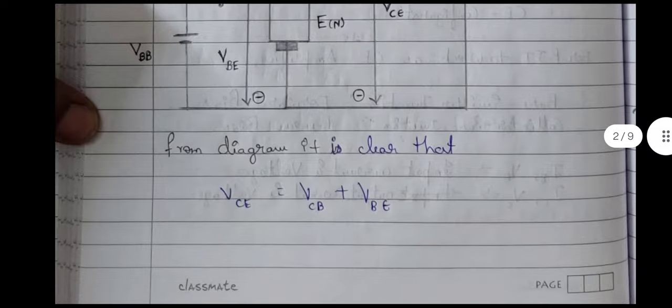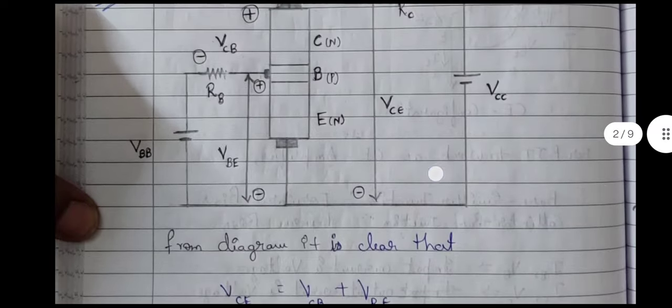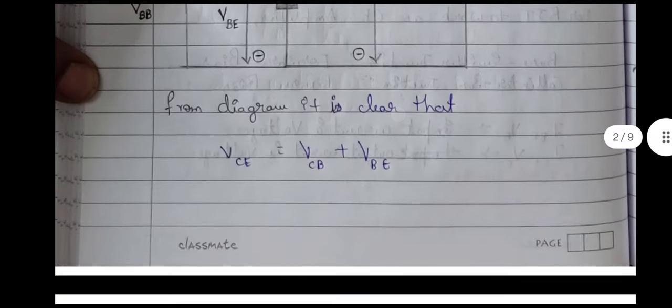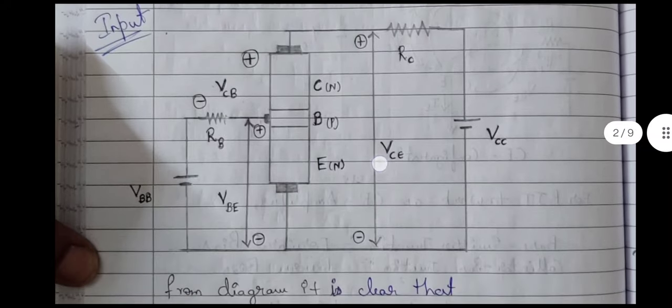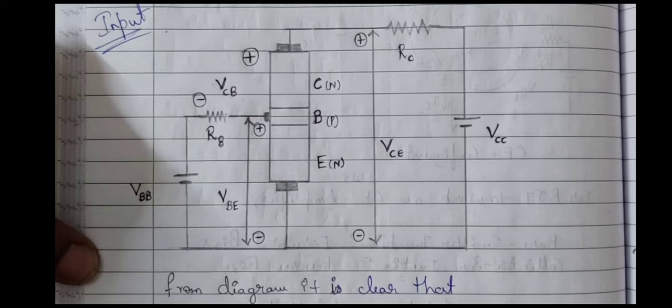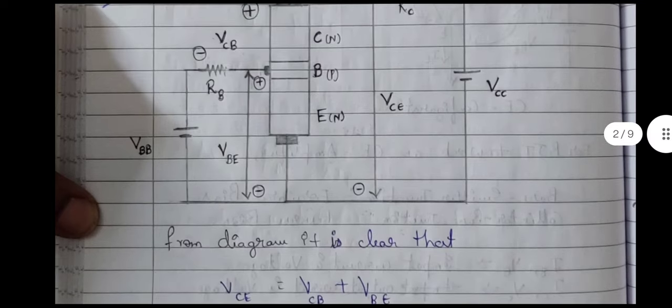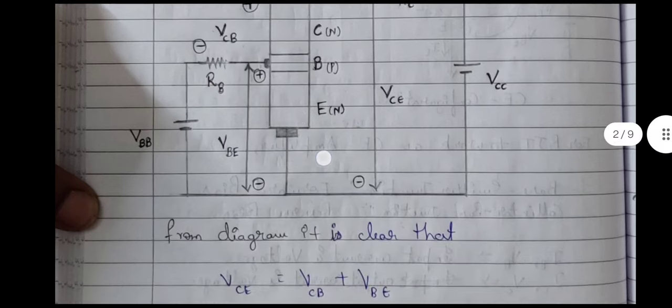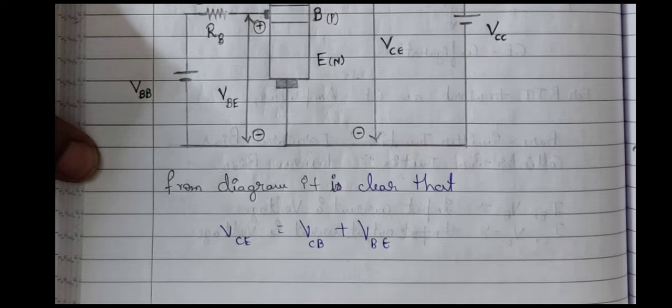From the diagram, it is very clear that VCE equals VCB plus VBE. What is VCB? VCB is the potential difference across the collector junction and the base junction. So it is very evident that VCE is the sum of VCB and VBE, right? Here we have both potential differences, VCB and VBE. The summation of these two gives the total VCE.